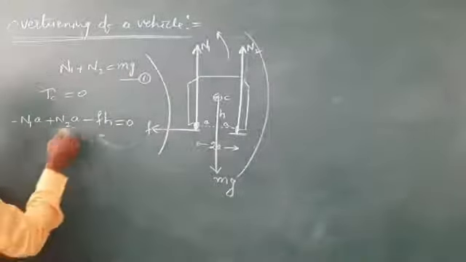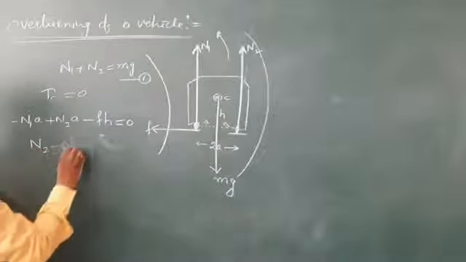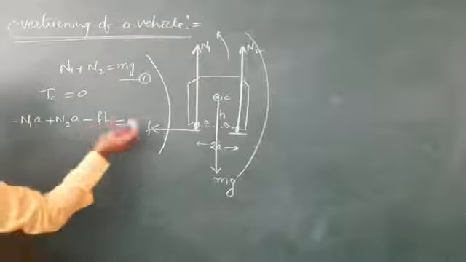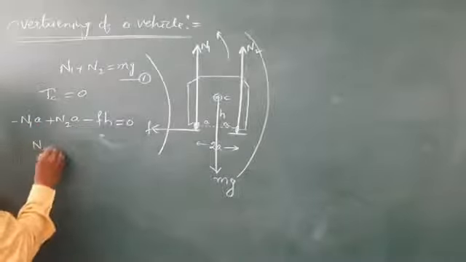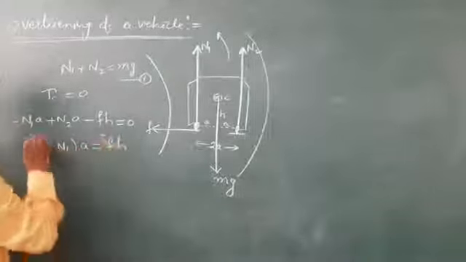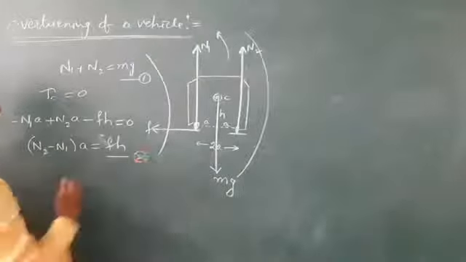N1, N2, so A we can write it as N2 minus N1. Otherwise, you can write FH, you take the right side. This is N2 minus N1 into A equals FH. Okay, let us take the second one.